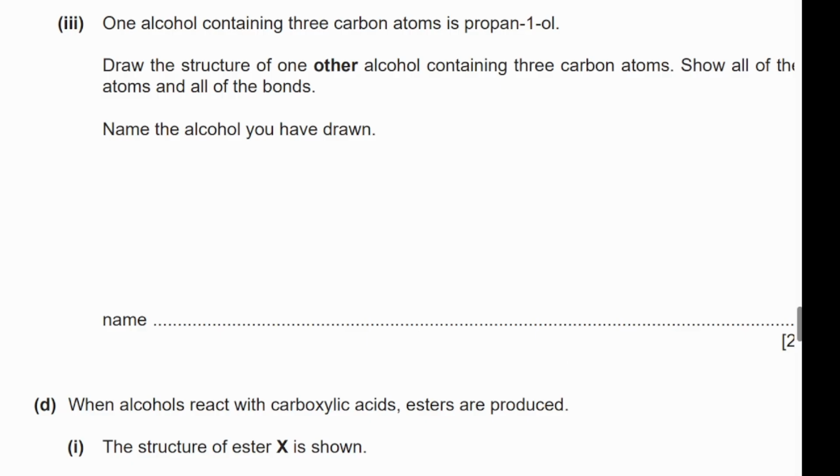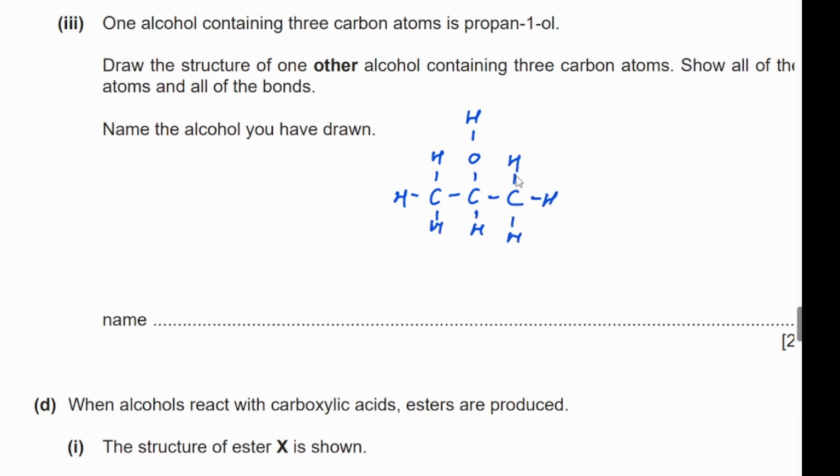One alcohol containing 3 carbon atoms is propan-1-ol. Draw the structure of the other alcohol containing 3 carbon atoms. So first step, it has to be 3 carbon atoms. They already drew propan-1-ol, which means the alcohol group is on the first carbon. So the other molecule this alcohol can be would be propan-2-ol, where the alcohol group would be on the second carbon.